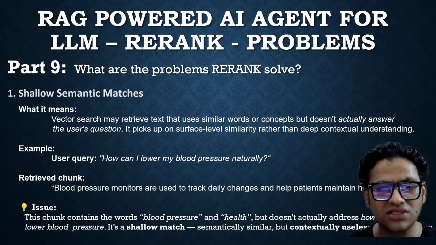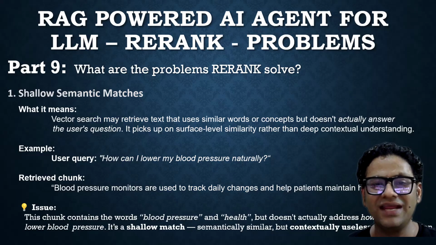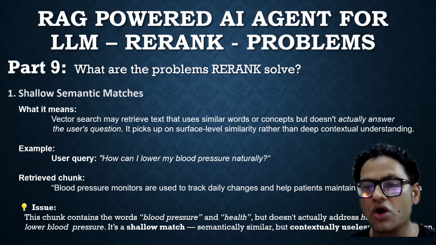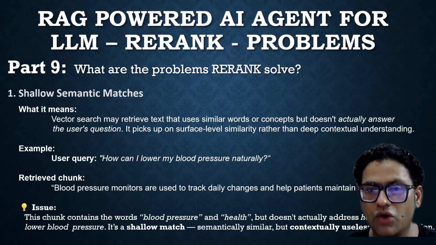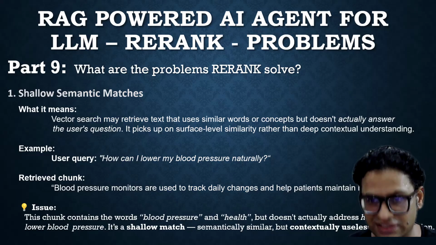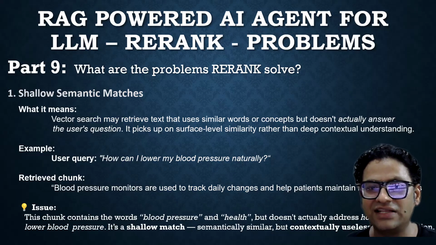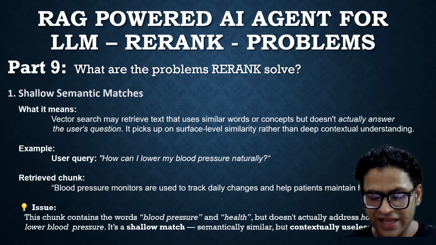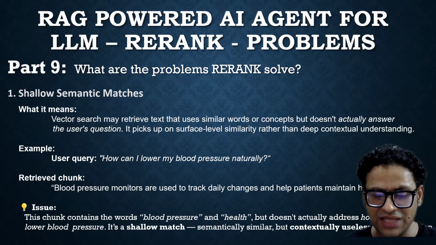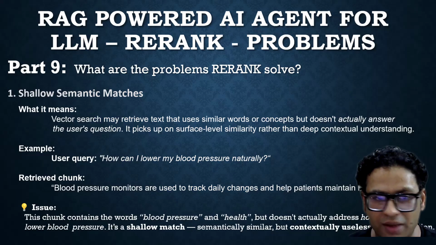Now, just try to understand this with one simple example, right? Vector search may retrieve text that uses a similar word or concept but doesn't actually answer the user question. We ask the question and we know what our intent is or what the context is. But usually in vector similarity search, at a high level, it just extracts the words, calculates the score, and whatever matches the query, it just returns that. It doesn't do anything else apart from that.